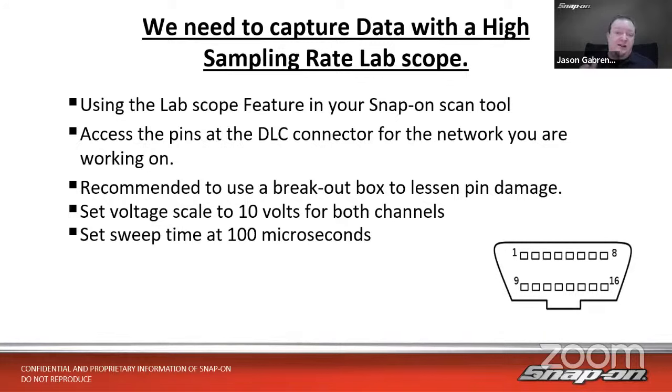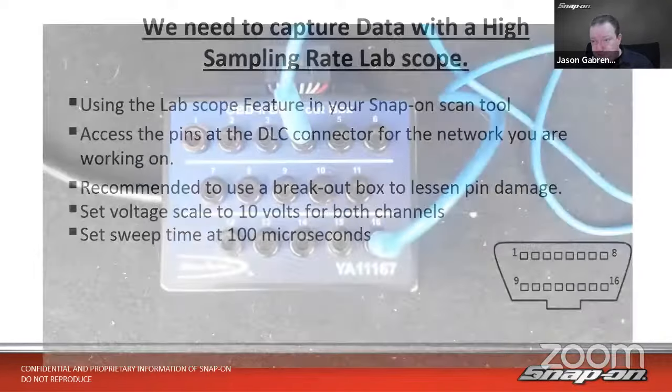We can test it at the DLC. That's the easiest place to test. It's going to be at the DLC as long as we get access to it from there. I recommend using a breakout box to lessen pin damage. I don't want to front probe that DLC. I'm pretty hard pressed to back probe the DLC. We're going to start at 10 volts as a scale because all of them work within that range. And then I'm going to set the sweep time to 100 microseconds and go from there.